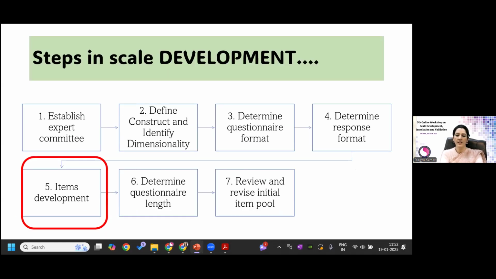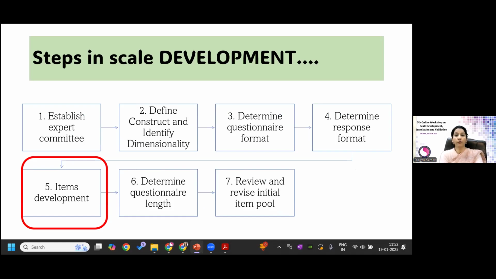So once you have decided, we have discussed these 4 steps. First, you have to establish an expert committee. In the expert committee, you should have 2 to 3 subject experts, a statistician, an epidemiologist, and if a language expert is needed, that should be there. One psychologist should be there.